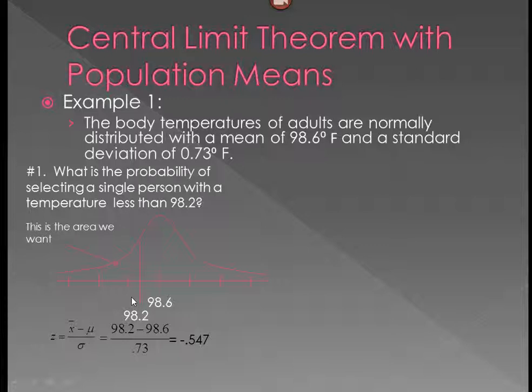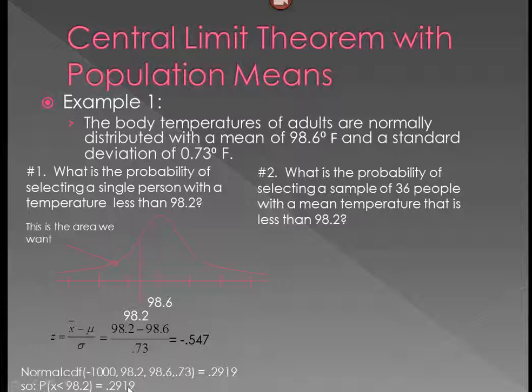The area we want then is the area less than that. So as we go to our calculators, we put in normal CDF, -1,000, 98.2, 98.6, the mean of my population, and then the standard deviation of my population, 0.73. The probability is 0.2919. In other words, there's approximately a 30% probability that a single body temperature will be less than 98.2. Here's how we write that in probability notation. The probability that x, an individual data value from my population, will be less than 98.2 is 0.2919.